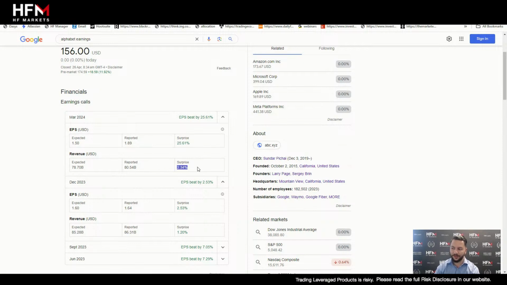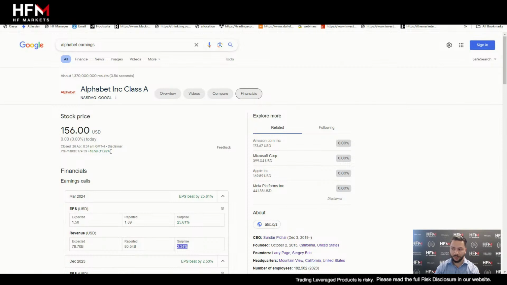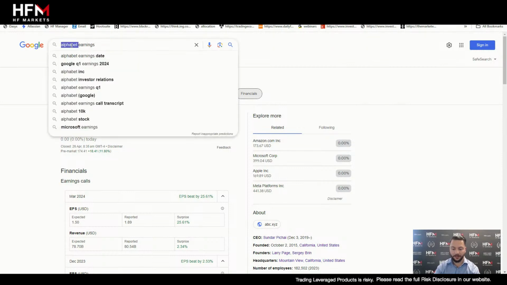When we're looking at revenue, we're 2% higher than previously expected. Now, because of this, you can see here that Alphabet stock in the pre-market hours is trading almost 12% higher. 12% higher, ladies and gentlemen. So significantly higher.